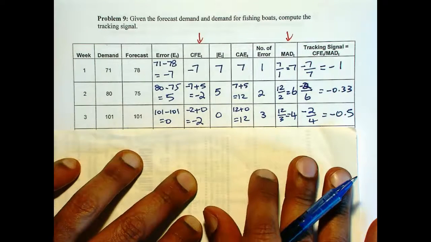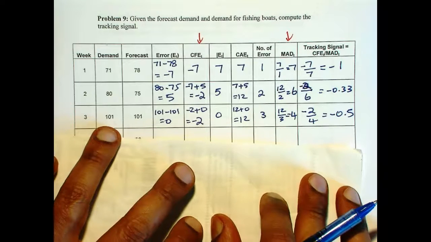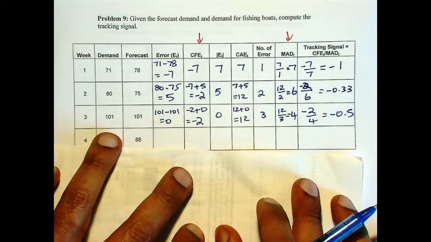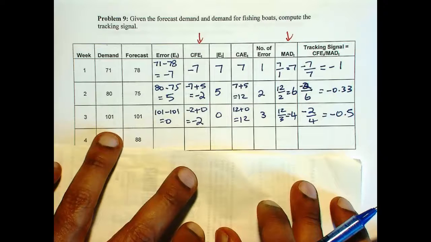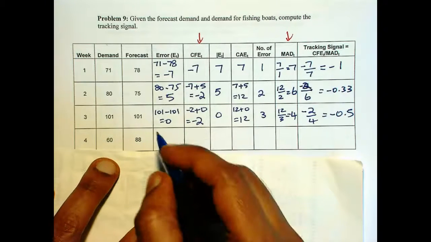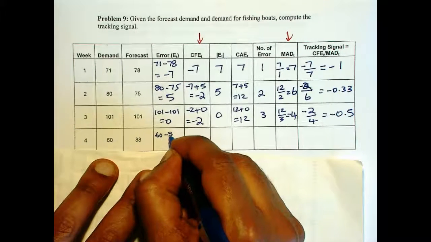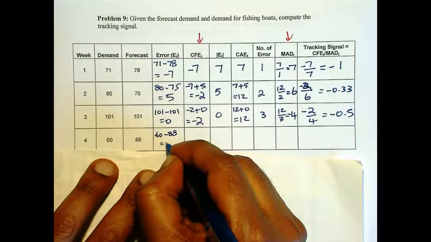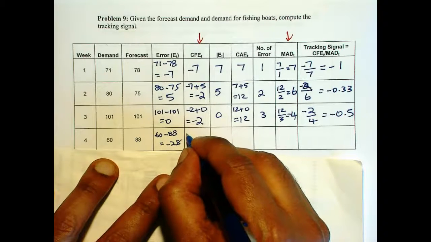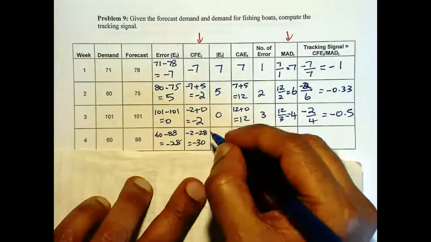Now week 4, the forecast was 88, the demand is 60. So 60 minus 88 is minus 28. Then the cumulative error is minus 2 plus minus 28, and the absolute value 28 added to 12 is 40.